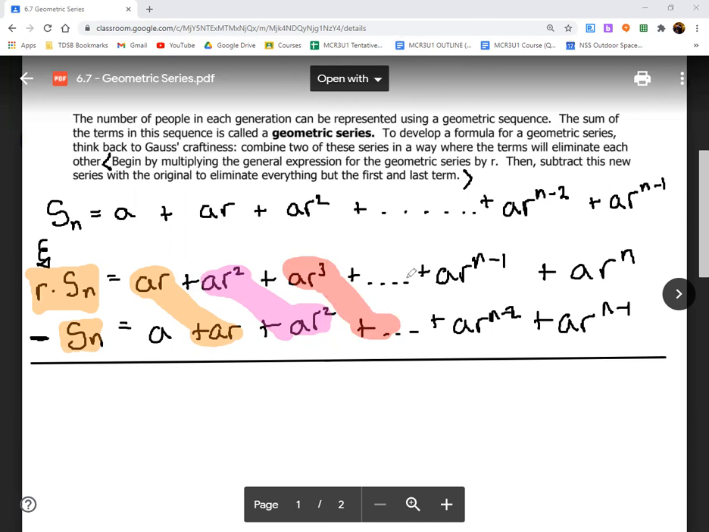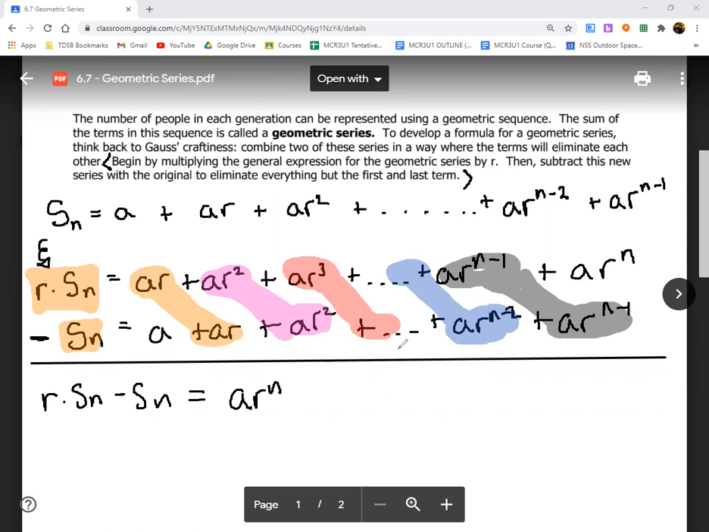Let's use a different color. AR^(n-2) is going to be subtracted by AR^(n-2). And lastly, AR^(n-1) is going to be subtracted by AR^(n-1). What is left? On the left side of the equal sign, I have R Sn minus Sn. On the right side, what do we have? On the top portion, what's left? AR^n. And on the bottom, just A.